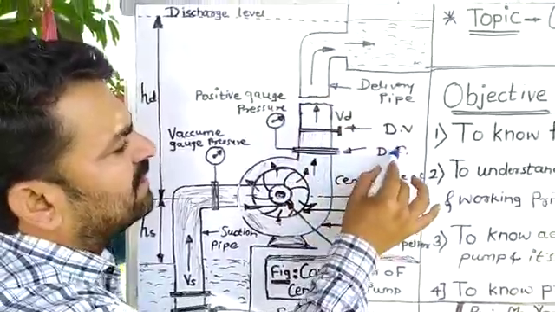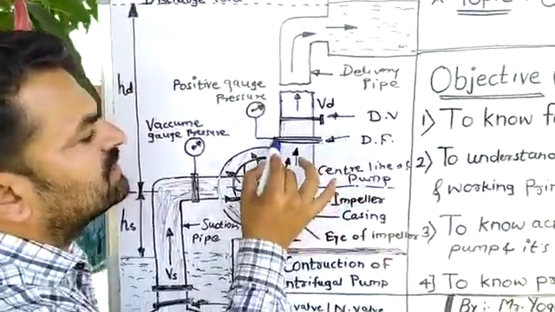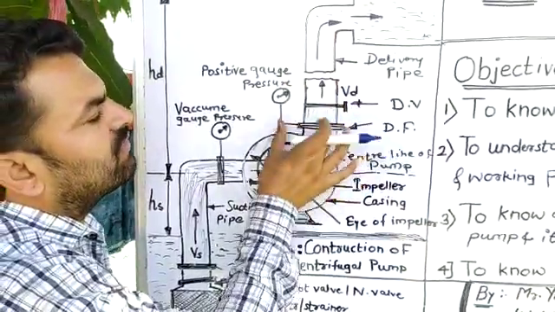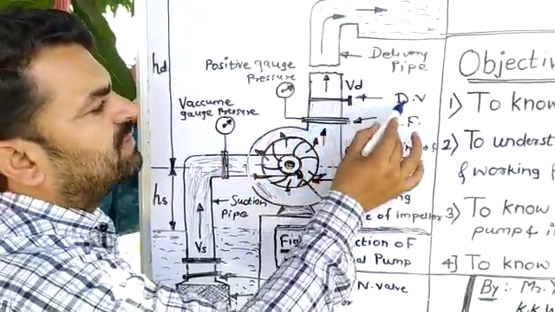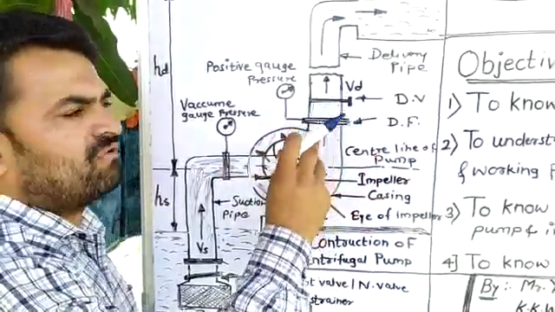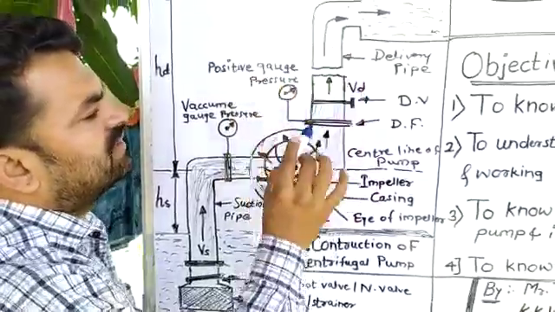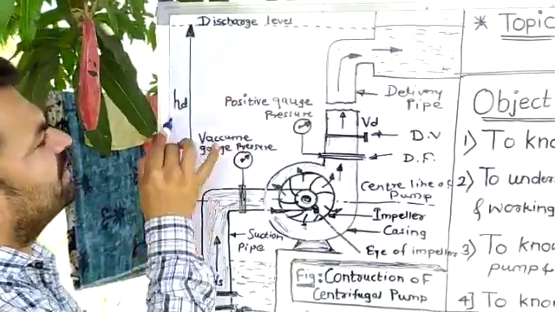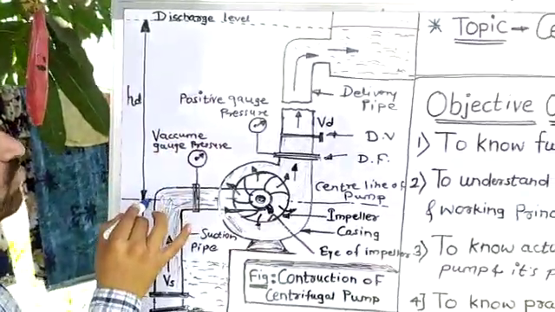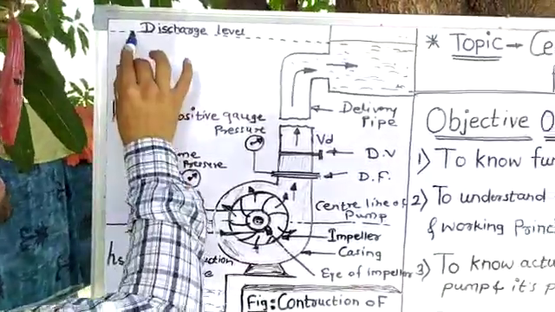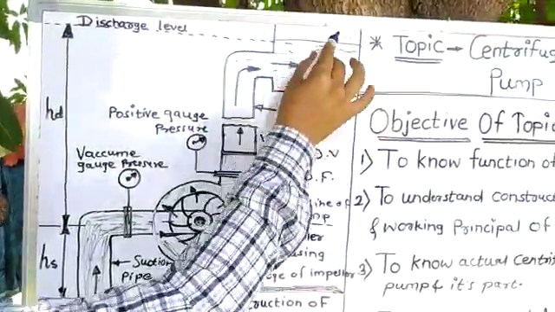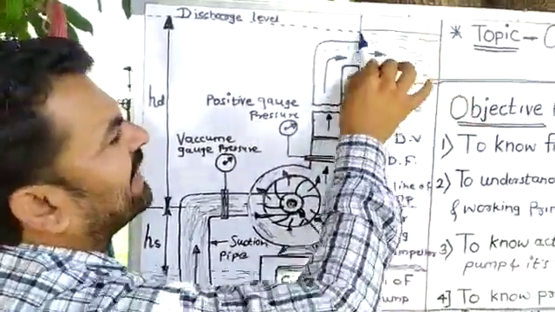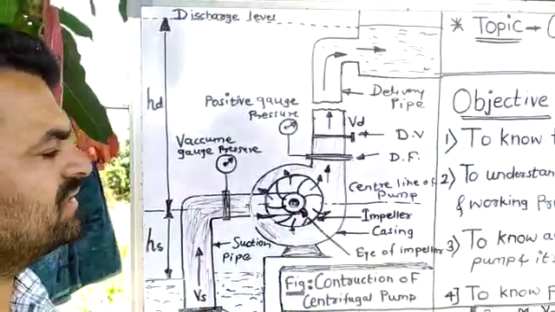Here is the delivery pipe flange, where one part is connected to the next part, so both are connected with the help of the flange. Then here is the delivery valve. With the help of the valve we can adjust the flow of water, and this is a delivery pipe. See here, from the center of the impeller to the top level, this is the Hd. Hd is the delivery head, meaning water has to be delivered up to this level. Here is the water delivery point, where water will be delivered into the tank.